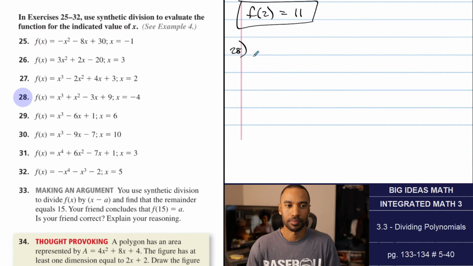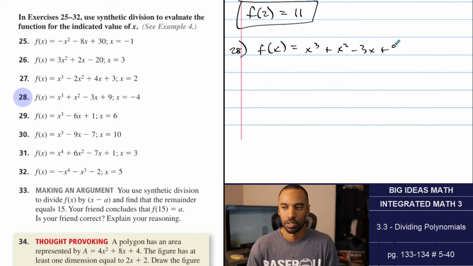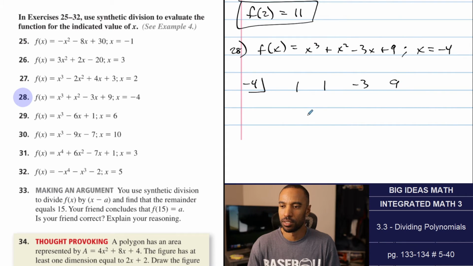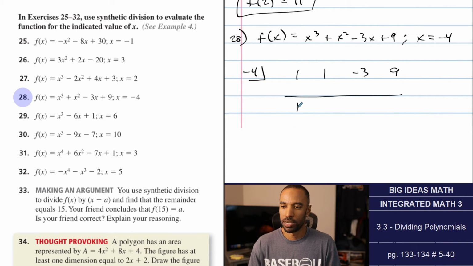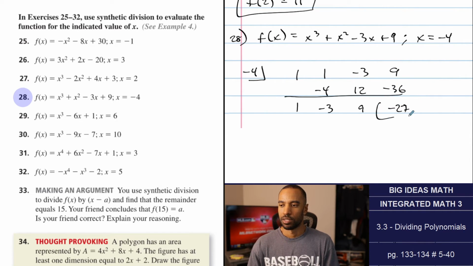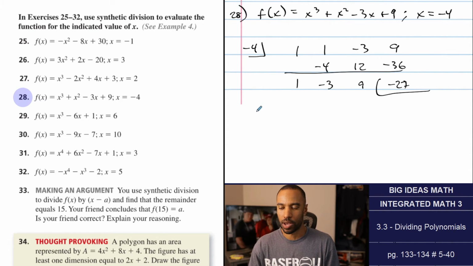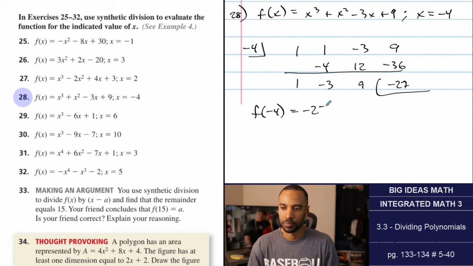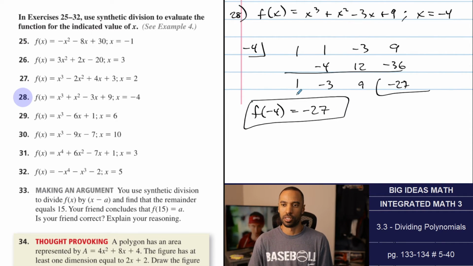Number 28, f of x equals x. Okay, negative 4 is our root. Here we go. 1, 1, negative 3, 9. Bring our 1 down, multiply by negative 4, add them, multiply by negative 4, add them, multiply by negative 4, add them. Negative 27, and I'm not going to double check that one, I'm going to trust it. Negative 27 is the result of substituting negative 4 into there if we had to.